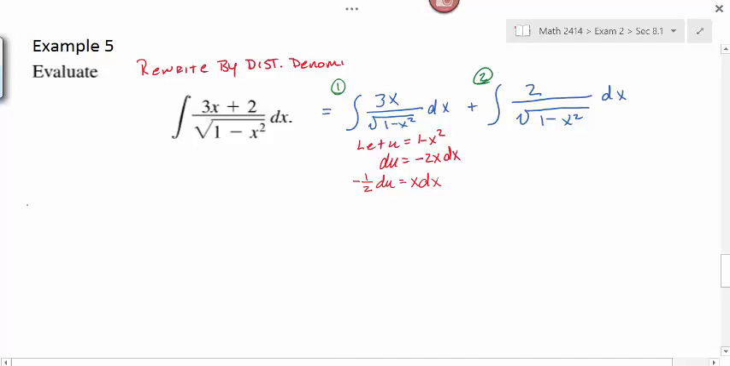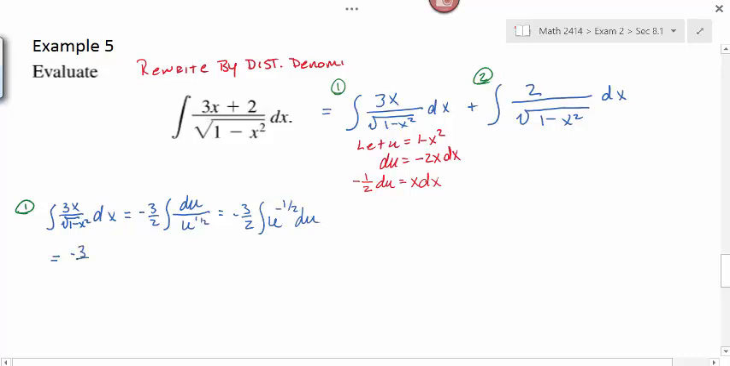So for this first one, I can rewrite my integral as negative 3/2 the integral of du over u to the 1/2, which is negative 3/2 the integral of u to the negative 1/2 du. When I integrate this, then what am I going to get? You think it's still Monday?